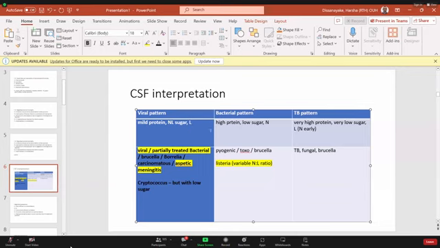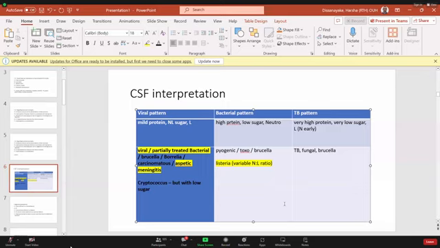Bacterial pattern is high protein, 60, 70, 80. Sugars less than 2/3 or sometimes even less than half of blood sugar. And it is predominantly neutrophil. TB pattern is very high proteins, usually 3 figures, and sugars are very low, and it's classically lymphocytic. In very early stages, you might find it neutrophilic, but most of the time, by the time the patient presents, it's lymphocytic.